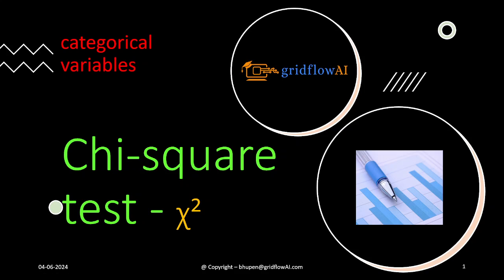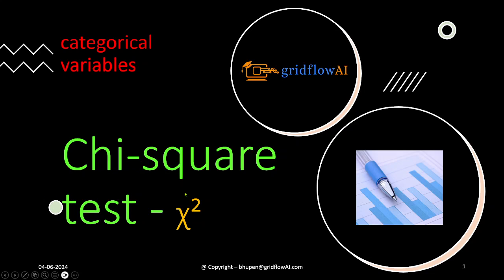Hi everyone, welcome to this series of presentations on inferential statistics. In this video, we'll talk about the chi-square test, written as χ² in this form. The chi-square test is essentially a workhorse and very powerful tool in statistics, especially for analyzing categorical data.